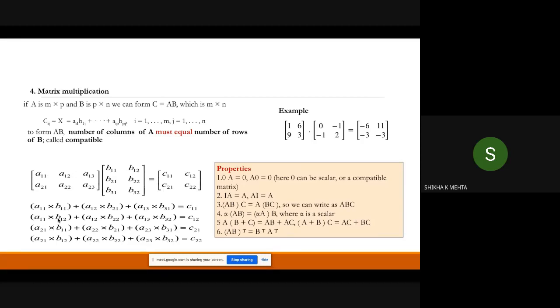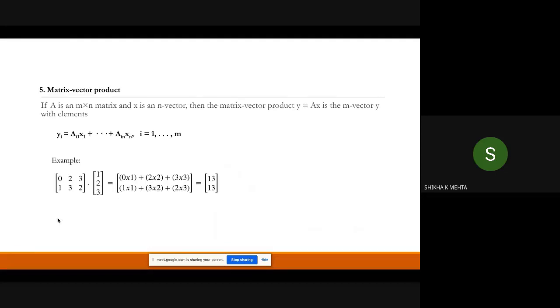If we have three matrices A, B, and C, then A into BC is equal to AB into C, so we can write it as ABC. When we multiply AB and then multiply with the scalar alpha, we get alpha into A into B. So these are the various properties which are satisfied when we talk about matrix multiplication. These are the multiplication properties.